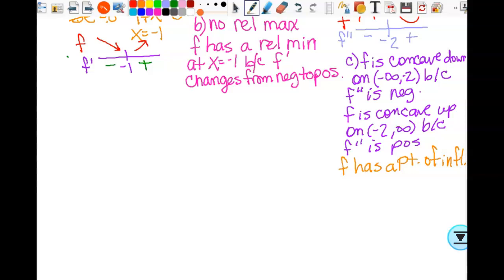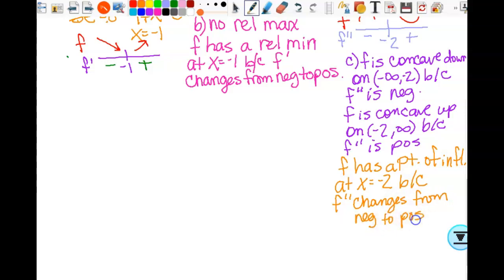F has a point of inflection at where? X equals negative 2 because, and who are we talking about? F double prime. And here's where we could just say changes signs. But again, just to be safe, it's easy just to say changes from negative to positive.